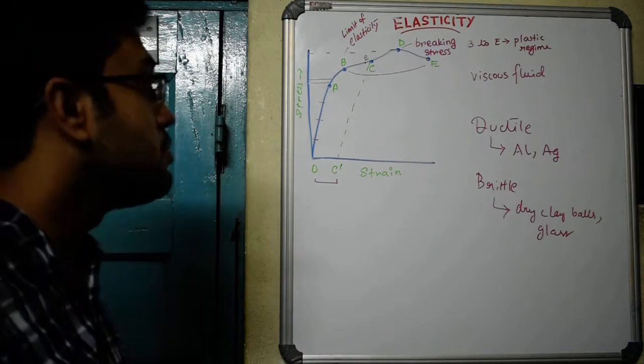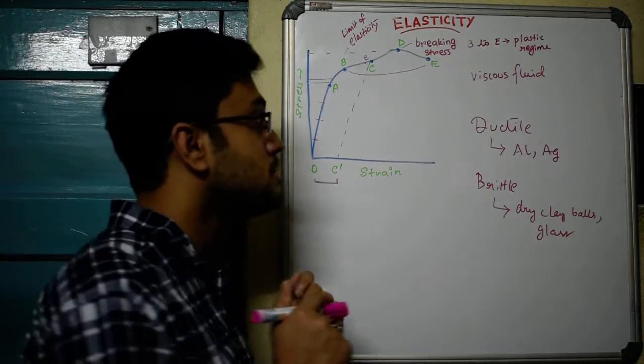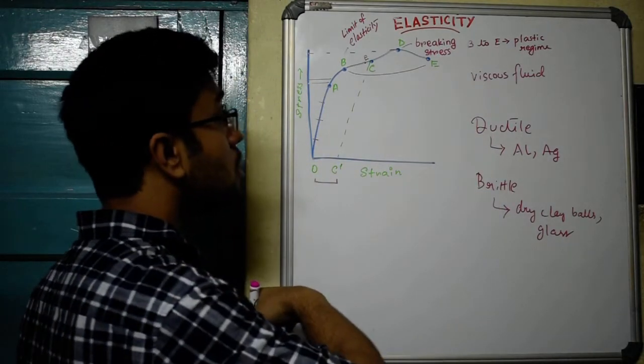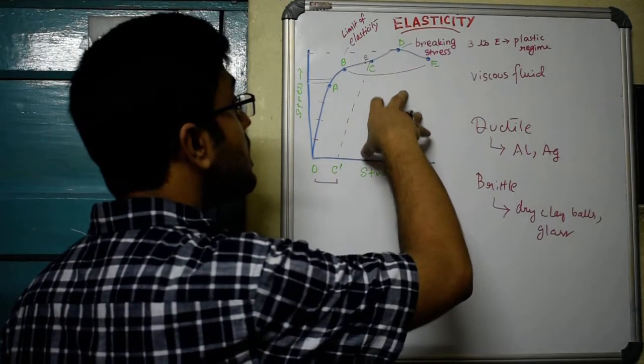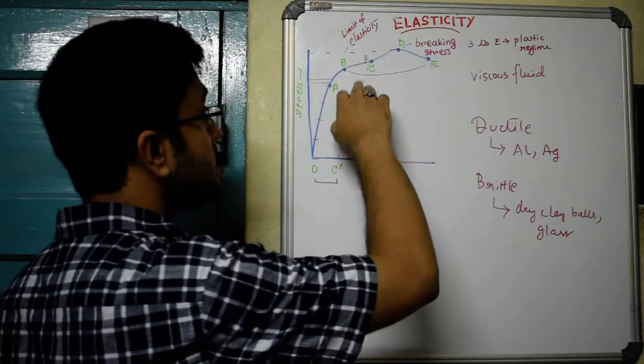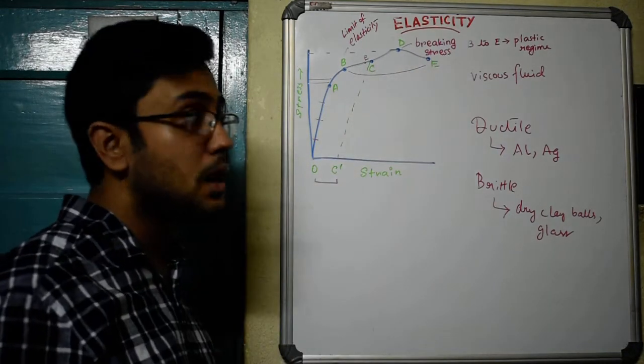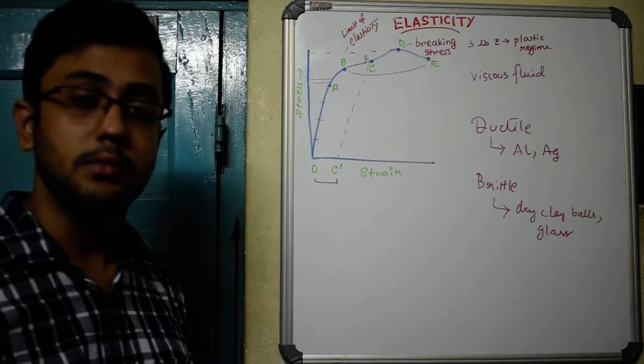That's brittle. So brittle materials have very small plastic region, whereas ductile materials are those for which the plastic region and elastic region are sufficiently larger as compared to the brittle materials.